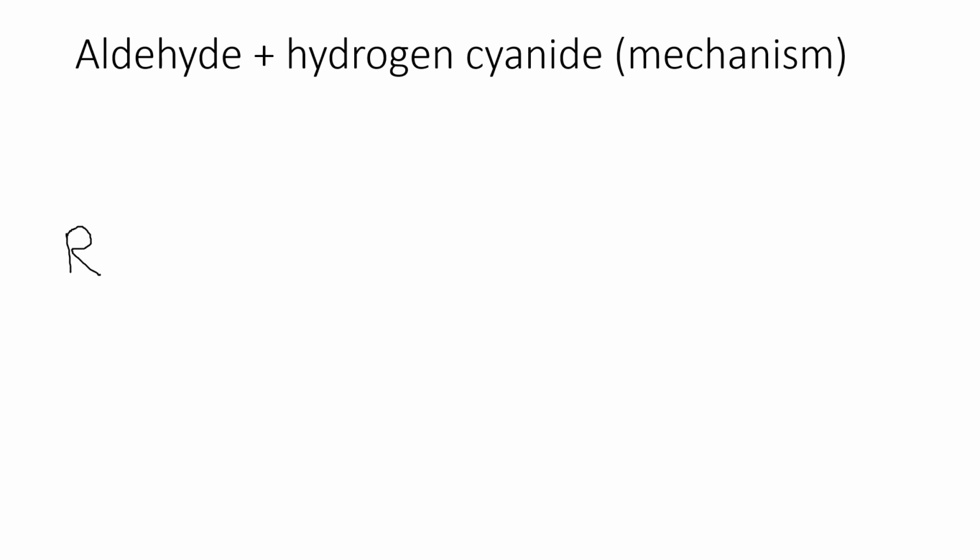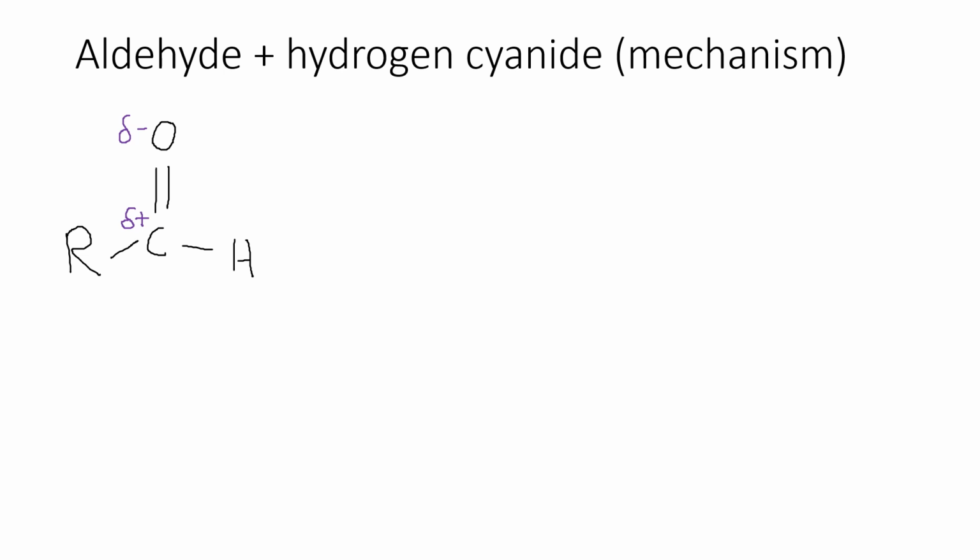Start off by drawing out your aldehyde. Just as a little note, for your A-level paper, you're not going to have R like this. You'll have to draw it for a specific aldehyde, but the principles of how we do the curly arrows remains exactly the same. And the first thing to note is that this carbon double bond to oxygen is polar, where the carbon is delta positive and the oxygen is delta negative, and that's because oxygen is more electronegative than carbon.